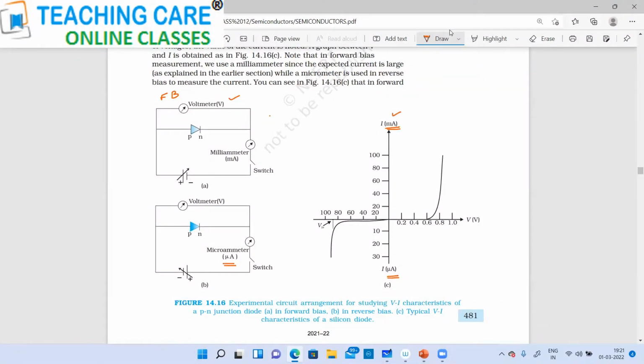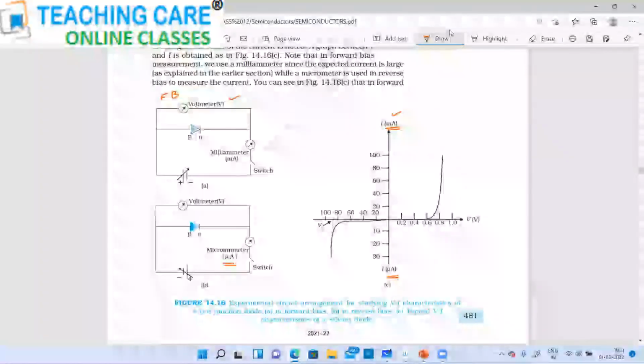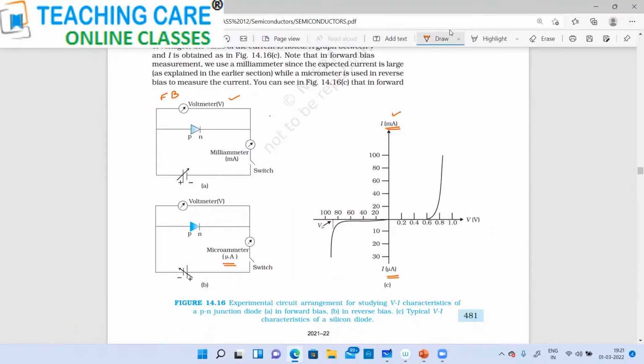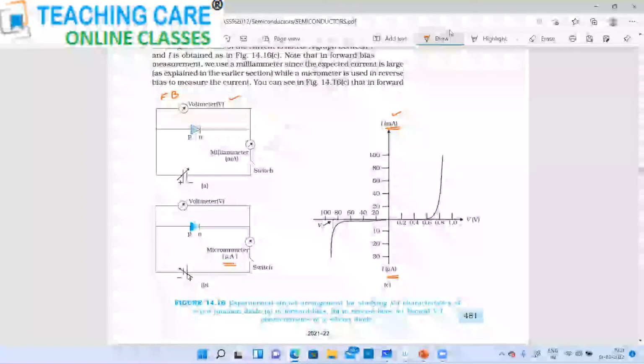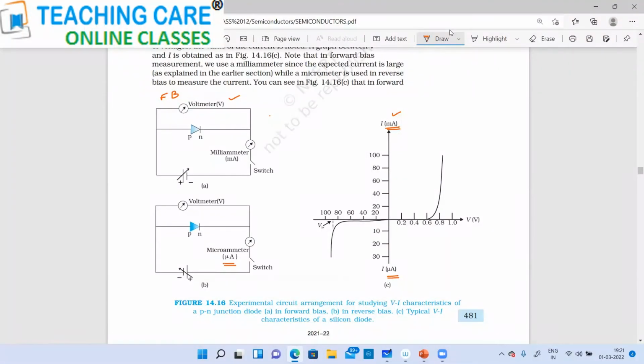So can you understand now? See what happens when we connect the circuit in forward bias. No current flows through the junction initially. We are increasing the voltage, but there is no current increase. So when the applied voltage is not greater than the barrier potential, no forward current is possible. This is represented by this region.